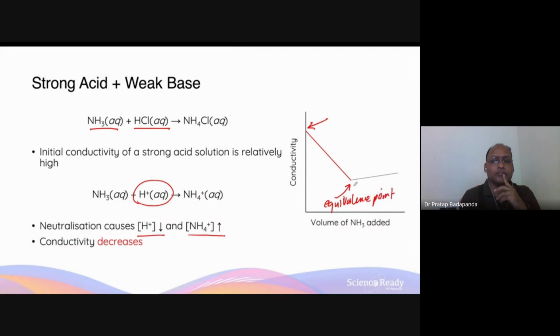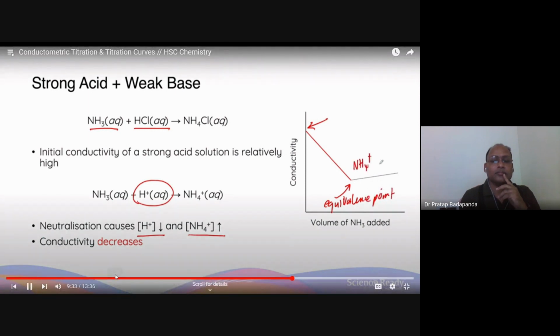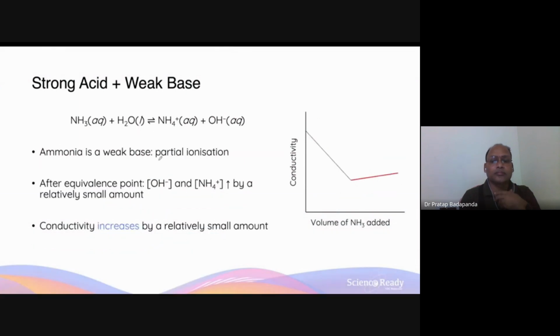At this point, we only have ammonium ions as well as chloride ions. After the equivalence point, the addition of ammonia only increases the conductivity slightly. This is because ammonia is a weak base that undergoes only partial ionization, so it produces a small amount of hydroxide ions and a small amount of ammonium ions. Despite the small increase in conductivity, we can still clearly identify the equivalence point of this titration by looking for the bottom part of this V-shaped curve.